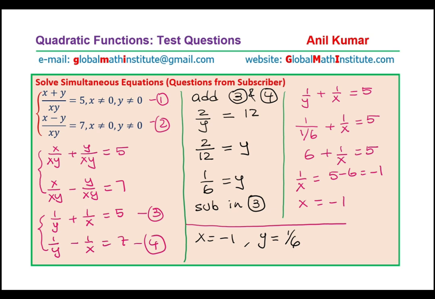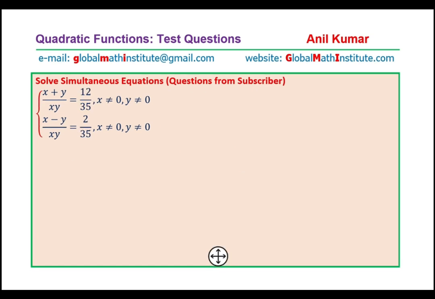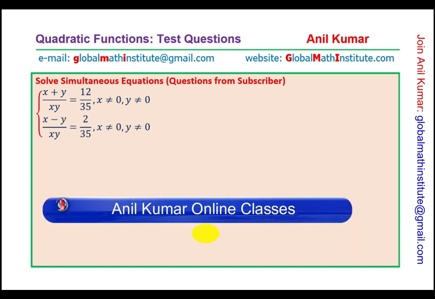Neat. So that is how we are going to solve this particular question. I hope the steps are absolutely clear. So you understand the strategy. You can now apply the same strategy for our next question. It is exactly the same, only one value is different on the right hand side. We have a fraction 12 over 35 and 2 over 35.